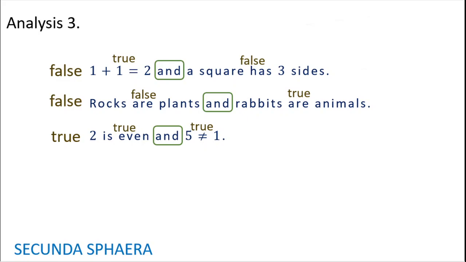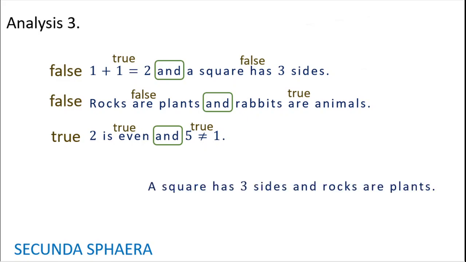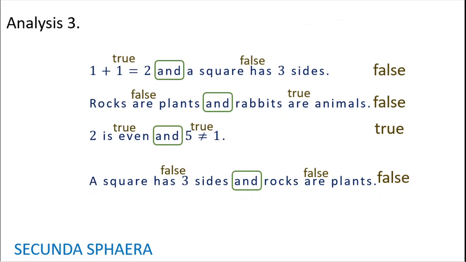There is one other case that has not been considered, which is what happens if and connects 2 sentences that are both false. Well, pretty much something that is already expected, but we can do an example with the material that is already shown. Let's say a square has three sides and rocks are flat. We have the and in there connecting the sentences. And by intuition, this is going to be false.